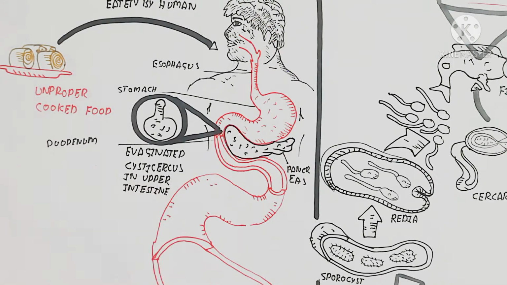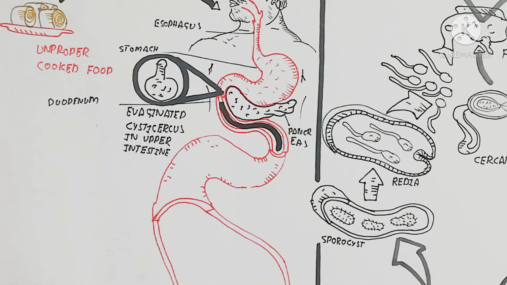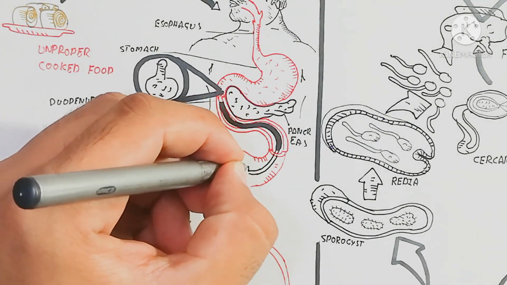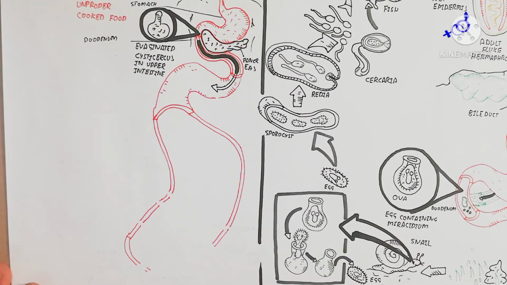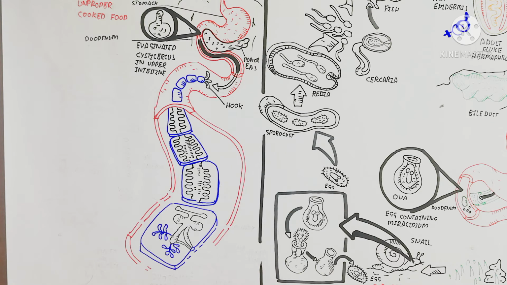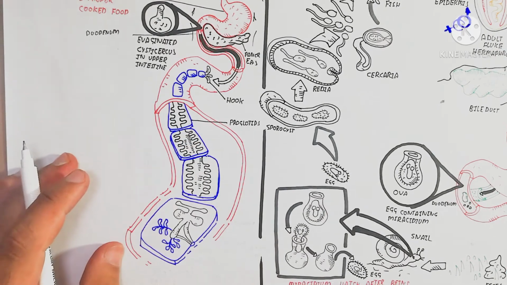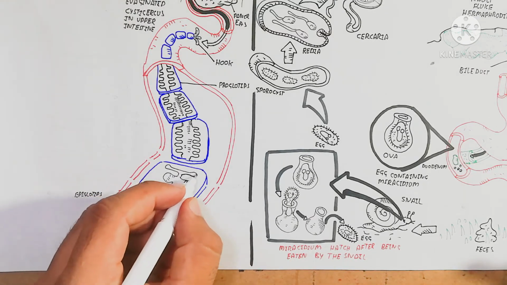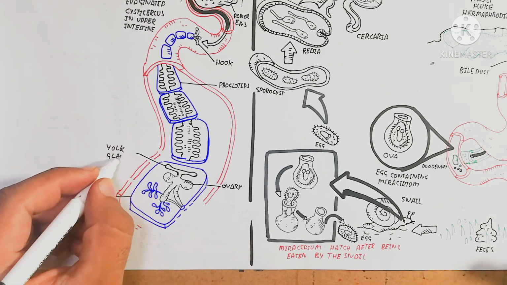After development from the cysticercus to a tapeworm, it contains a hook used for attachment to the intestine, as well as suckers, which are used for hanging onto the duodenum or small intestine. So the evaginated cysticercus in the upper intestine develops into the tapeworm. The tapeworm contains many segments, for example the hook, and here is the proglottis. It contains many proglottids, from immature to mature. Remember, this is a hermaphrodite, containing ovary and testes in the same proglottis.